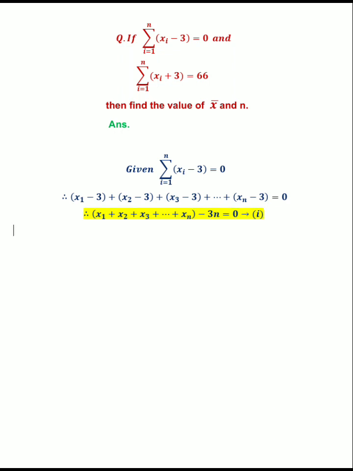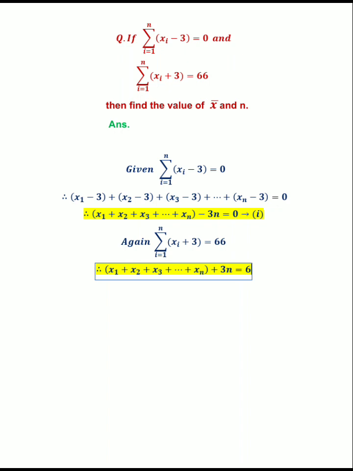Now we take our second equation, that is summation i equal to 1 to n of (xi plus 3) equals 66. As before, we expand this also. Here we have xi plus 3, so we get x1 plus x2 plus x3 plus dot dot plus xn plus n times plus 3, so plus 3n equals 66. Now we have equation 2.